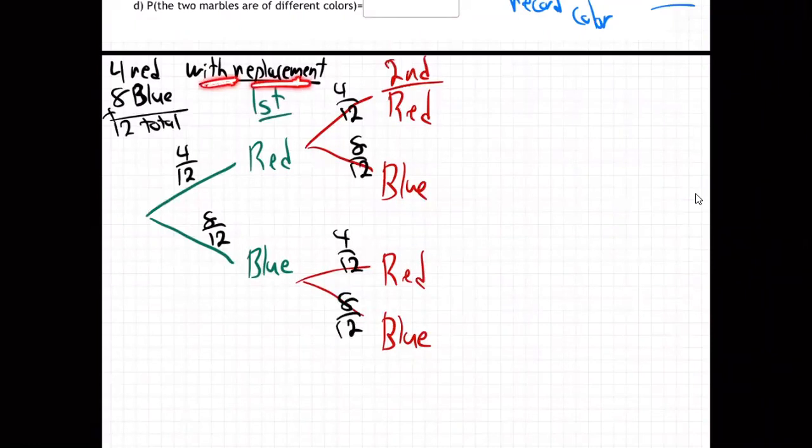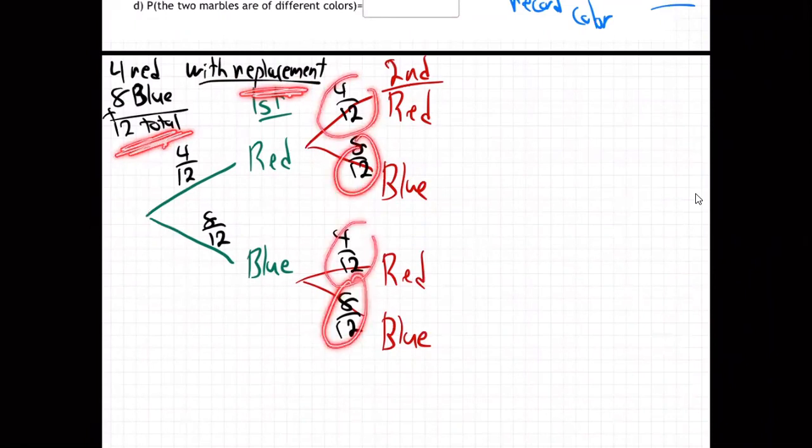Whatever marble we got out the first time, we recorded the color, but then we put it back. We replaced it. So it's the exact same group of marbles. There's still 12 marbles when we reach in the bag the second time, exactly the same number of marbles, same number of red, same number of blue. So it's all the same. The second branching is identical to the first. That won't be the case when we get to part 2, but it is for now.